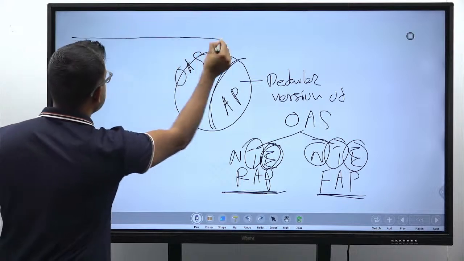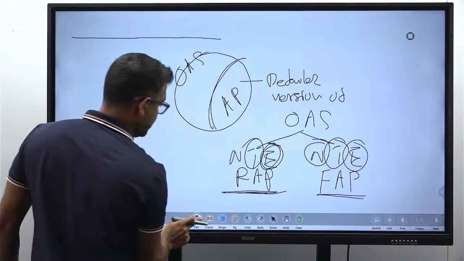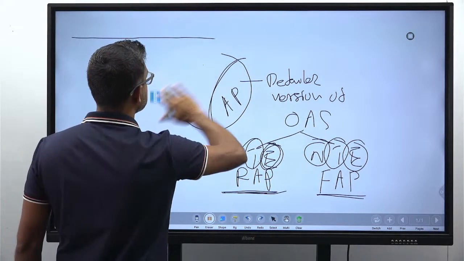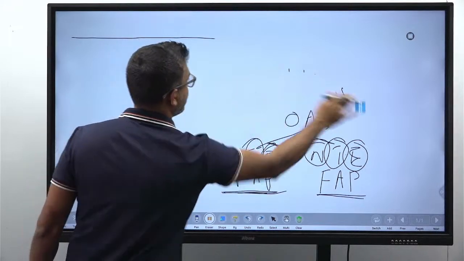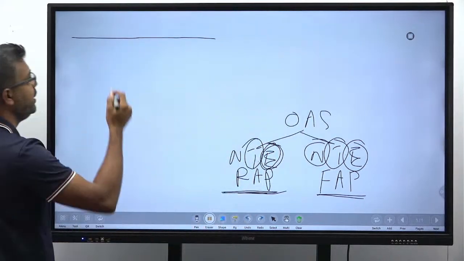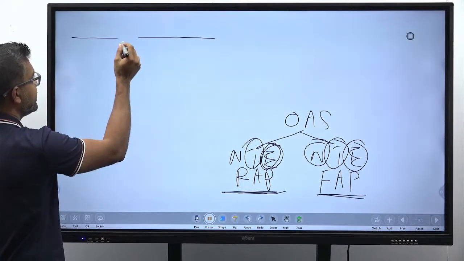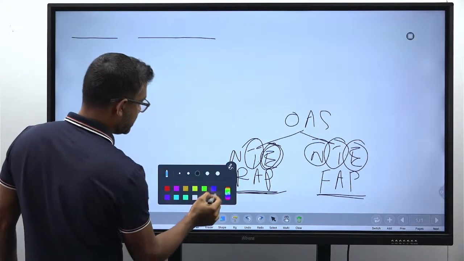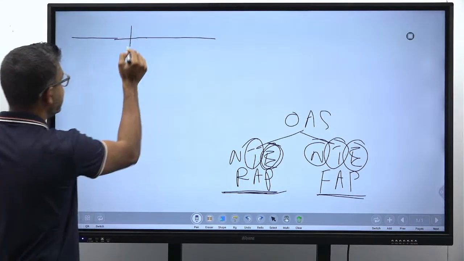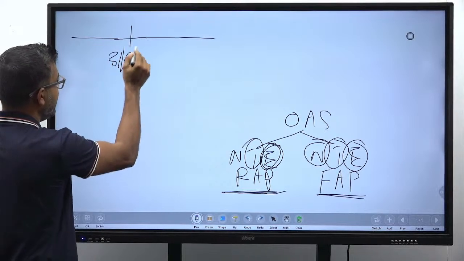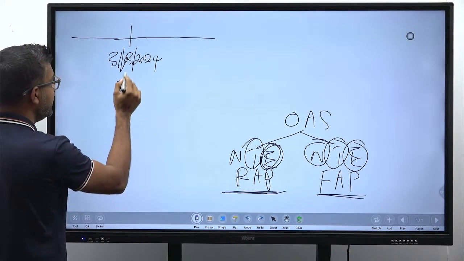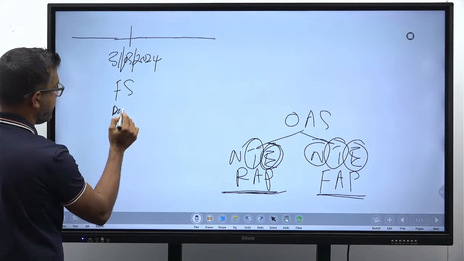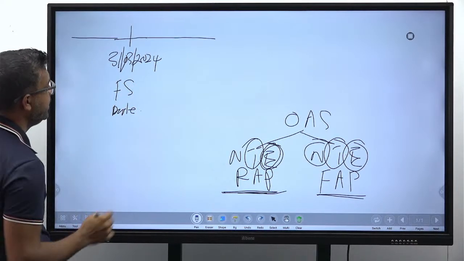Timing, let me explain. When you take the timing of the audit, how do you explain timing? Let's say 31st March 2024. This is the financial statement date. Right?